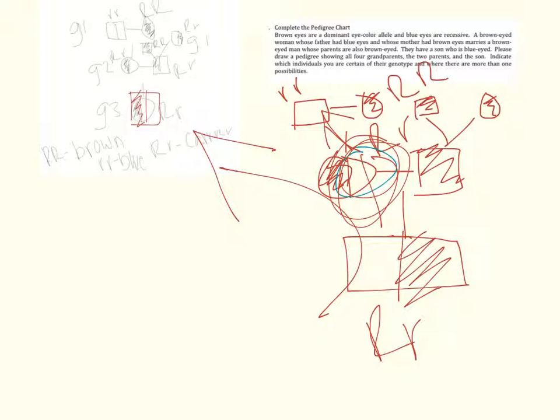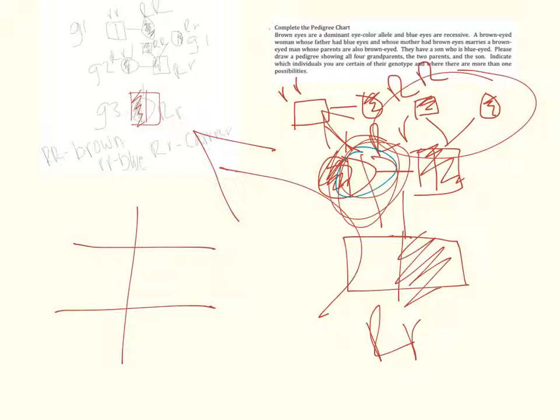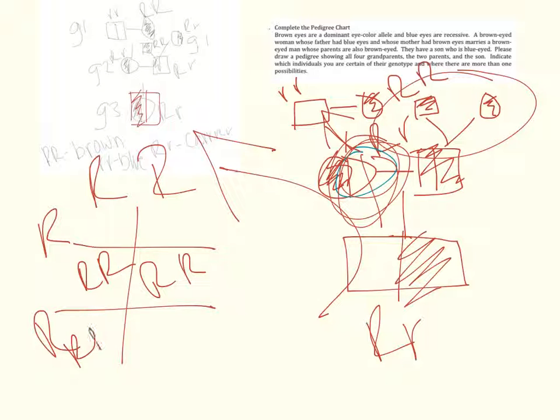But to find this out, what I did, I drew a Punnett square. I had to find different things. So he could be blue-eyed too, but I found out he was. So he put R, R, R, R. And while that's getting filled up, you can tell that either way, he is going to come out blue-eyed.